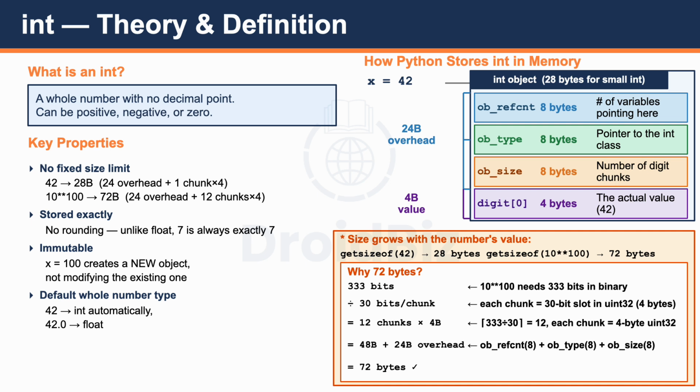Second, ints are exact. 7 is always exactly 7, no rounding ever. Third, ints are immutable. Writing x equals 100 doesn't modify an existing object. Python creates a brand new one in memory. And fourth, any whole number literal is automatically an int. 42 is int. 42.0 is float.